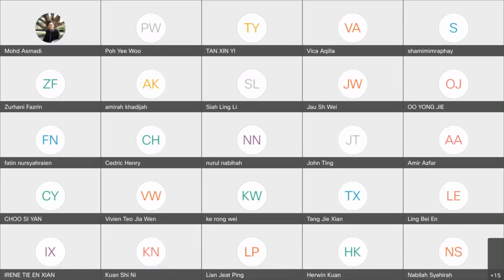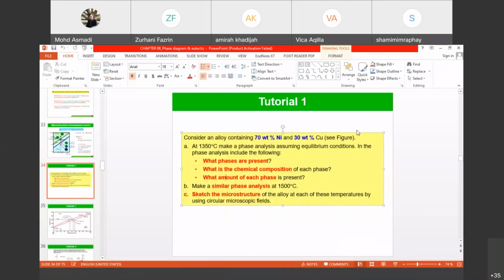An alloy containing 70% nickel and 30% copper at 1350, but make phase analysis assuming equilibrium conditions. In the phase analysis, include the following. You have to determine the phase: the liquid, solid, or liquid plus solid. Chemical compositions: what is the composition of the phase that you already identified? Amount of each phase, by using the lever rule. And then make a similar phase analysis at 1500 degrees C.